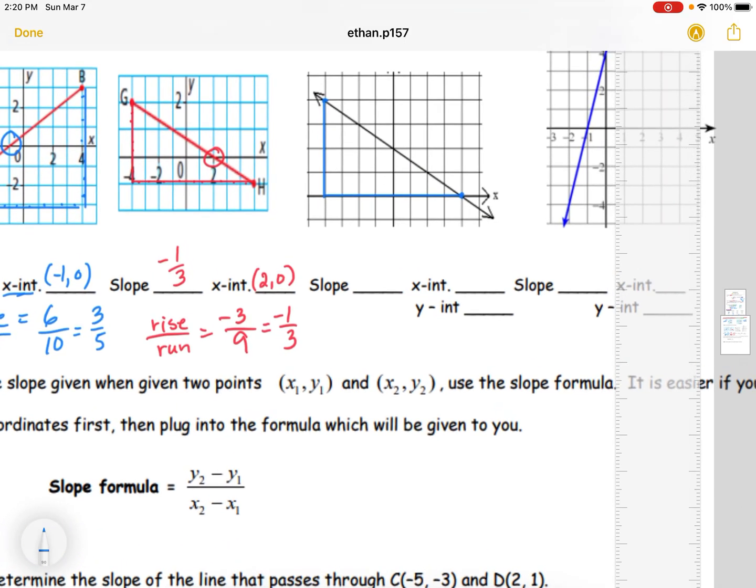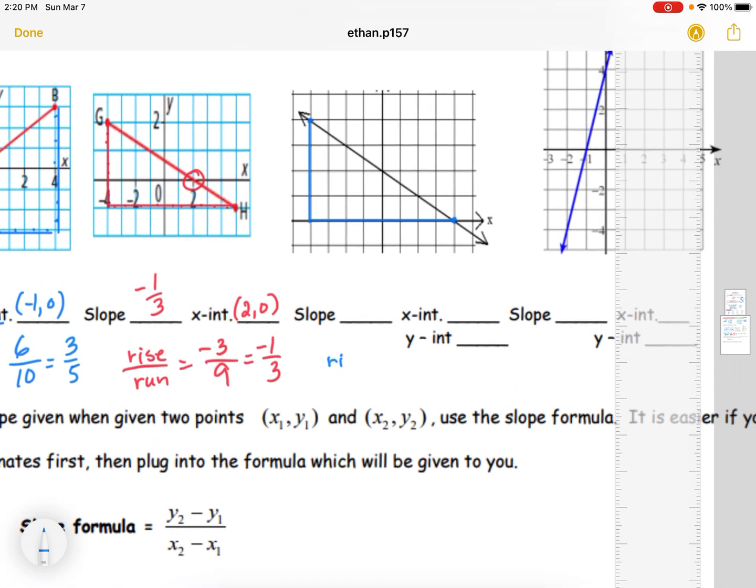So my rise over run, it goes down 1, 2, 3, 4, so -4. It goes over 1, 2, 3, 4, 5, 6, 7, 8. So that would be -1.5.